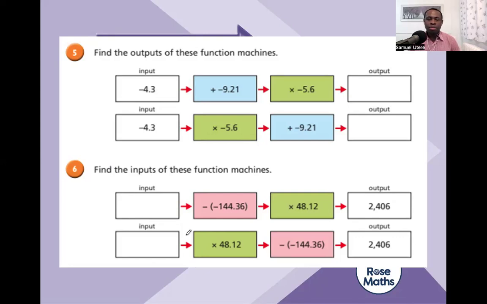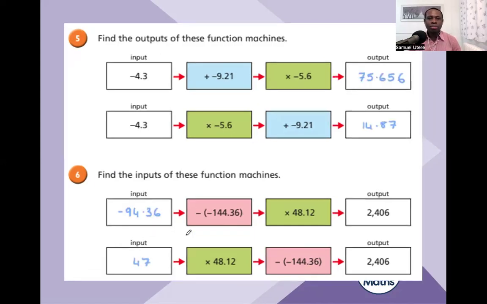Assuming you've paused the video and you've answered the question, here are the answers. For the first one, you were asked to find the outputs of these function machines. Okay, so we put in negative 4.3 and then we subtract. So remember these two signs will become negative. So it's like saying negative 4.3 subtract 9.21. And then whatever you get, you multiply it by negative 5.6, and that will give you your number.